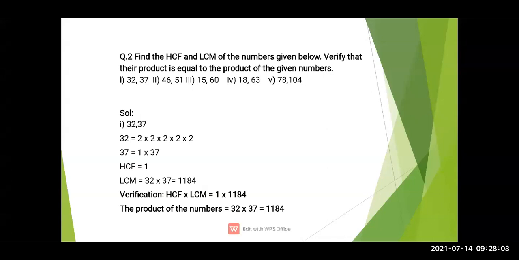Now we have to verify whether the given product is equal to the product of the given numbers. For that there is a formula, that is HCF multiplied by LCM is equal to the product of the two numbers. HCF multiplied by LCM is equal to the product of the two numbers. Let us see one by one how you are going to solve this type of sums.